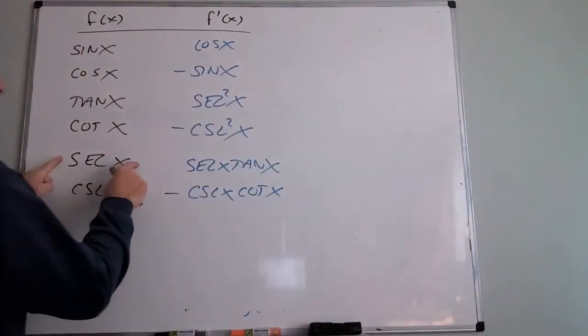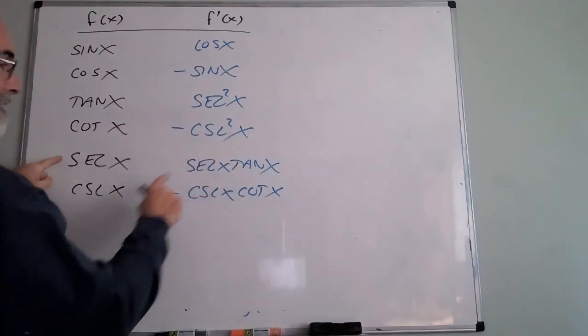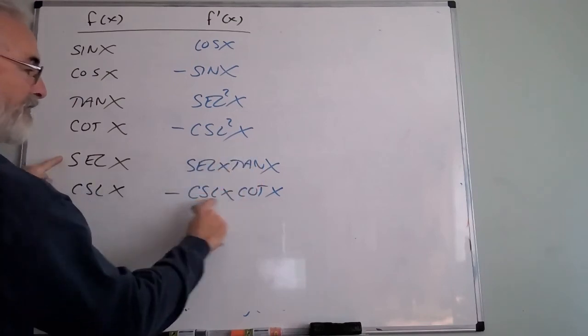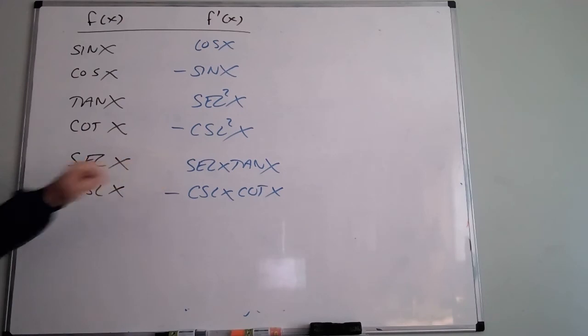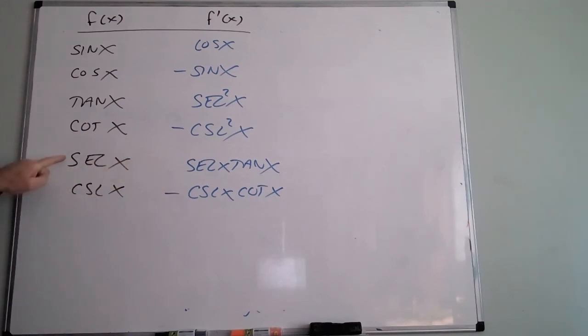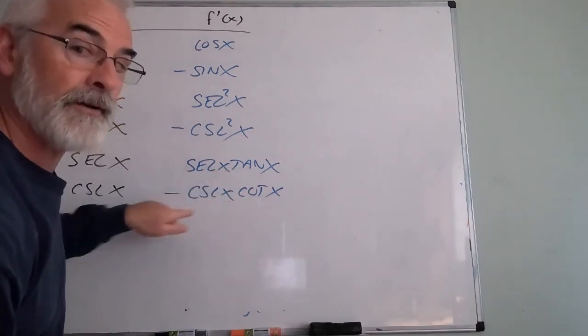The derivative of secant is secant tangent. What are the two cofunctions of secant and tangent? Cosecant and cotangent. So the derivative of secant is secant tangent. The derivative of its cofunction uses the cofunctions here, and a negative.